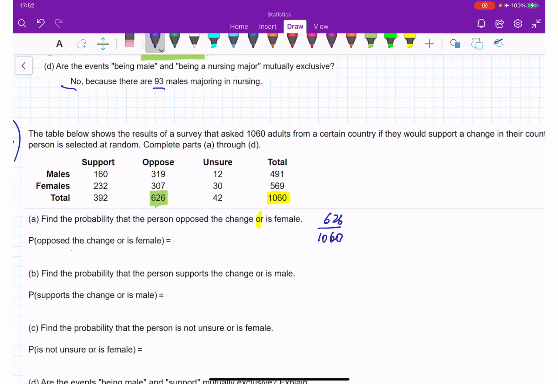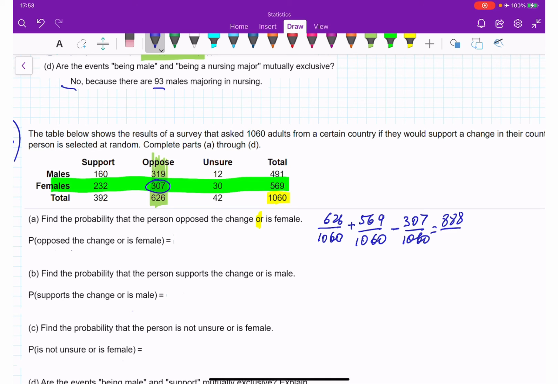Where is my female? So this is oppose. Let me highlight it. And with this color, I'll go over female. It's going to be 569 plus 569 over, again, 1060 and minus this 307, right? It's overlapping each other. And oppose and female, so it's going to be minus 307 over 1060. So it's going to be 888 over 1060, and the result is 0.838, which is 83.8%.